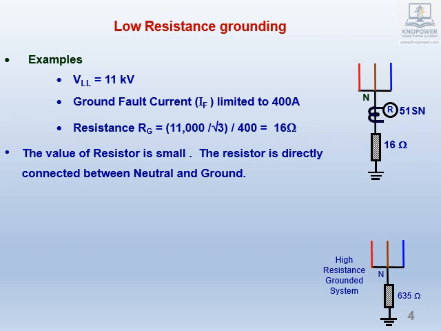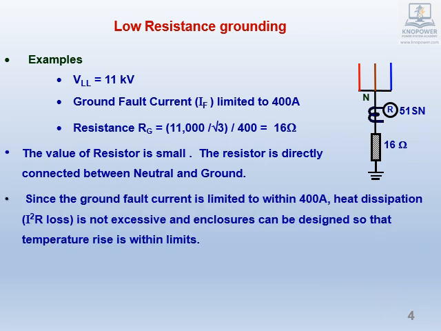For comparison, in case of high-resistance grounded system, value of resistor was 635 ohms, as shown in bottom figure on right. In this case, we used NGT and connected the resistor across NGT secondary. Since the ground fault current is limited to within 400 amps, heat dissipation, I2R loss, is not excessive, and enclosures can be designed economically, so that temperature rise is within limits.